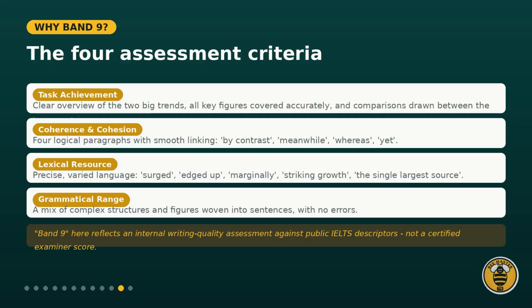Why is this a Band 9? The task is fully achieved with a clear overview and accurate data. The writing is cohesive, the vocabulary is precise and varied, and the grammar is wide-ranging and error-free. One honest note, Band 9 here is our own assessment against the public IELTS descriptors, not a certified examiner score.